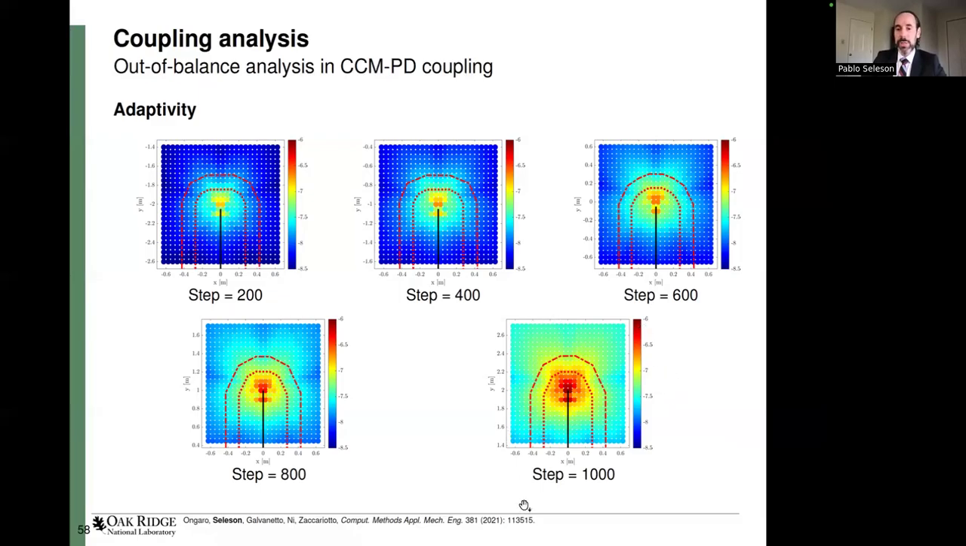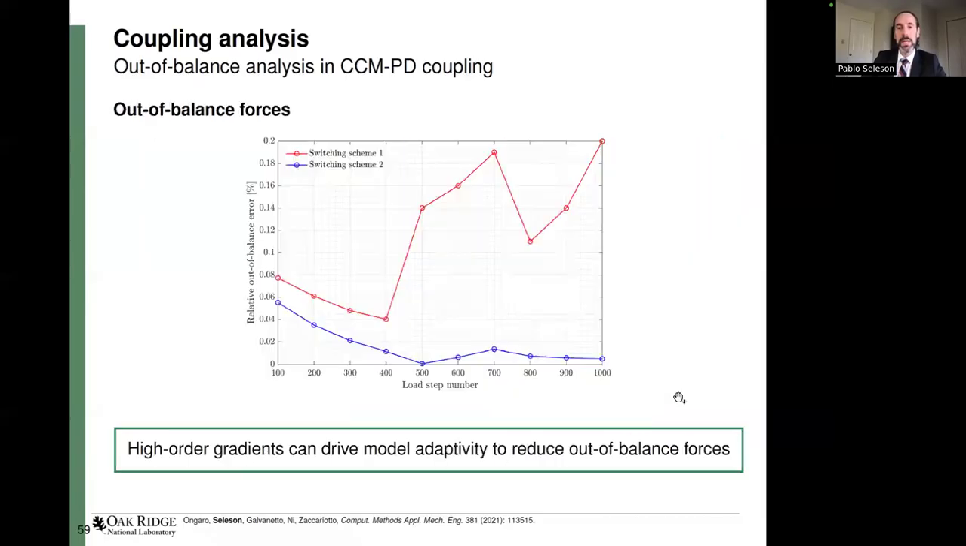And you can see here, for example, in step 1000, that switching scheme 1 has an interface already over a region with high gradients, and we already knew from the previous analysis that that would lead to coupling errors. So if you look into the out-of-balance forces for switching scheme 1, we see the errors increase compared with the lower steps. With switching scheme 2 in blue, the errors are much more under control. So the conclusion is that knowing the information of these high order gradients can help us to drive model adaptivity to reduce out-of-balance forces.